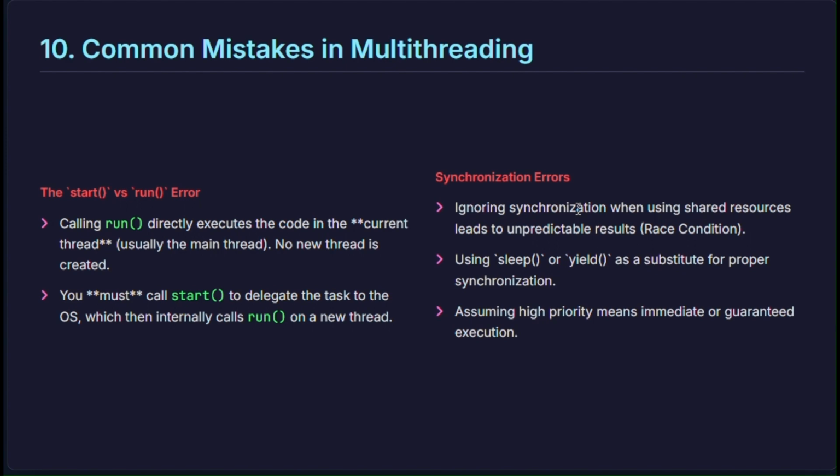Ignoring synchronization. If your program sometimes works and sometimes fails, you likely have a race condition. This shows you ignored synchronization. Never assume the unpredictable OS scheduler will favor you. Assuming priority guarantees. Never write logic that relies on a maximum priority thread running first. Always code for non-deterministic execution.